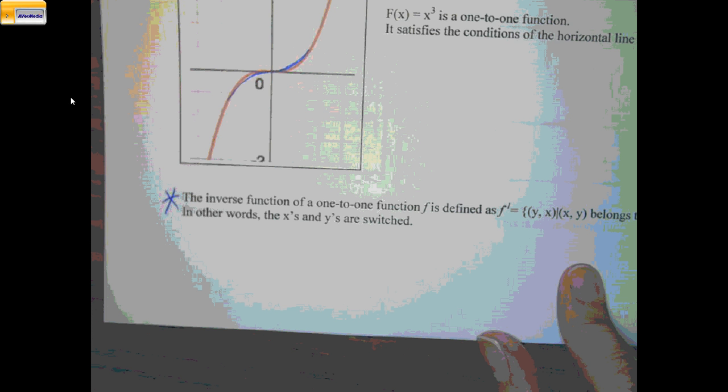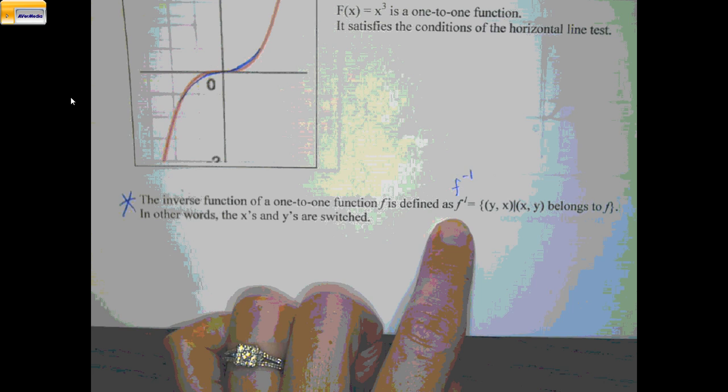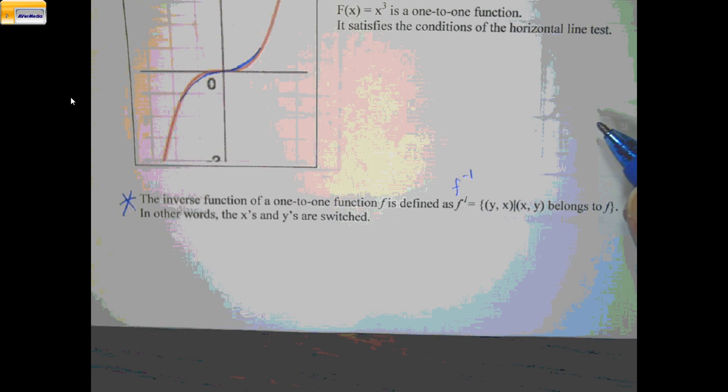The inverse function of a one-to-one function f is defined as f, and it looks like it's raised to the -1 power. That's the notation they use for inverse. That means inverse of f. And how do you find the inverse of a function? Here's the mathematical fancy way to say it. Basically, it means swap the x and the y. You just change places. The x's and the y's get switched. This is all review. Next page.